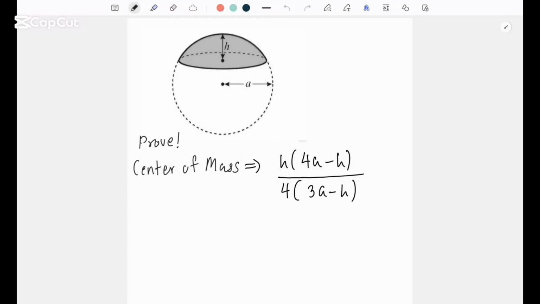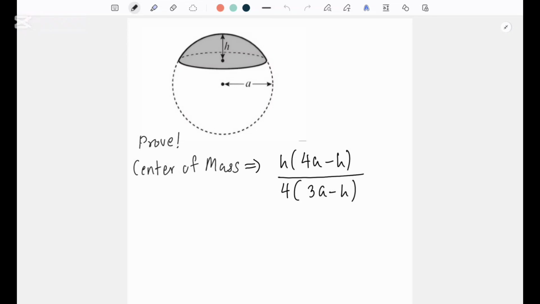Hi everyone, I'm going to show you how to find the center of mass of this diagram that I have here. It looks like a sphere, and the top is chopped off, and you can see the part that's in gray. That's the chopped section. So we need to find the center of mass for that section.